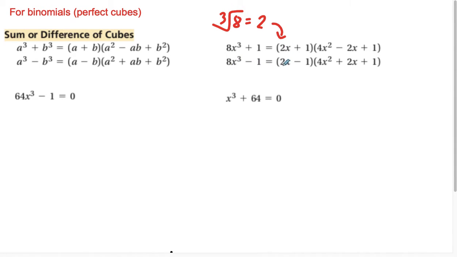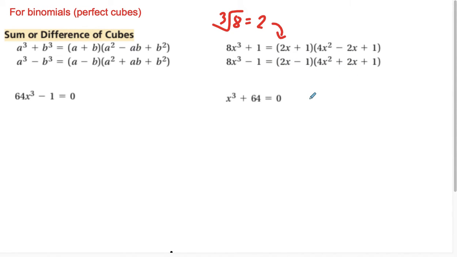So we have 2x minus 1 because the cube root of 8x cubed is 2x, and the cube root of negative 1 is negative 1. Then we take 2x and we square it. That's how we got 4x squared. Take the negative 1 and square it. That's how we get a positive 1. Then we multiply these two and change its sign. So that's why we got a positive 2x.